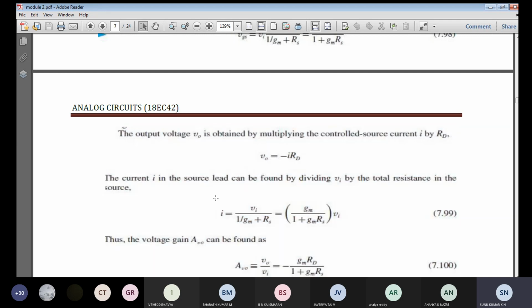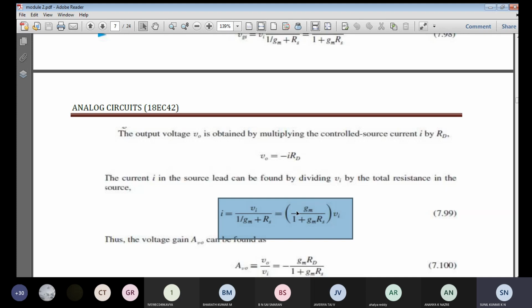Now if we carefully look at this expression, I is nothing but the output current. Gm divided by 1 plus Gm into Rs is a constant, multiplied with Vi, which is the input voltage. So the relation between output current and input voltage, the entire parameter inside the bracket, is nothing but the transconductance parameter for a common source with source resistance.